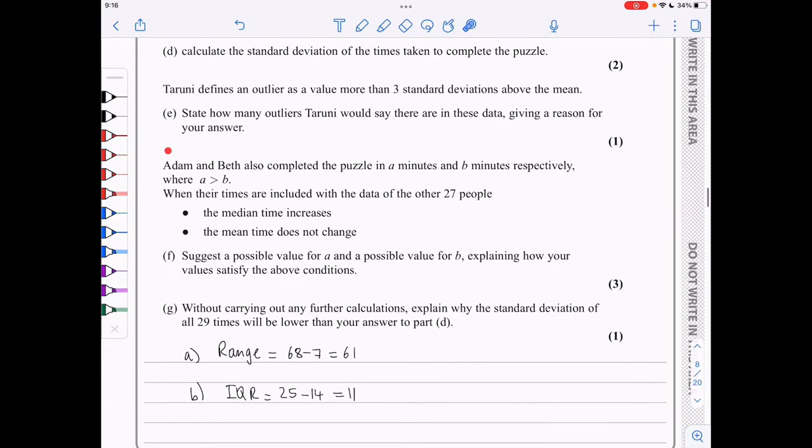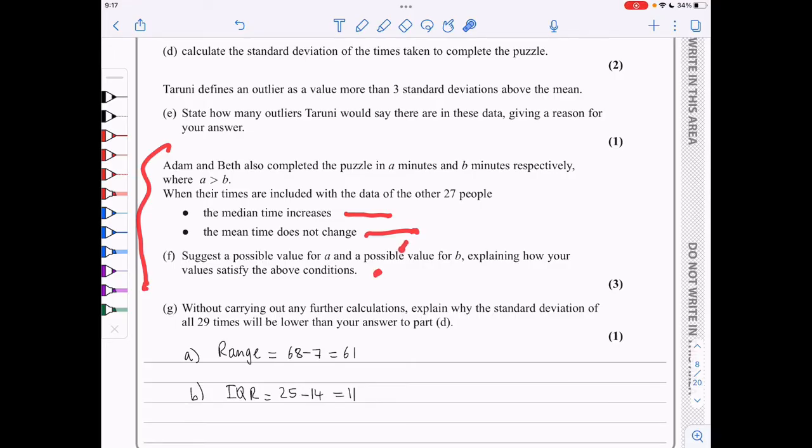Adam and Beth also completed the puzzle in A and B minutes respectively, with A being greater than B. Now, when their times are also taken into account, the median time increases, the mean time does not change. Suggest a possible value for A and a possible value for B, explaining how your values satisfy the above conditions. Now, the wording suggests a possible value for A and a possible value for B, implying that there are multiple possible answers. So let's see.